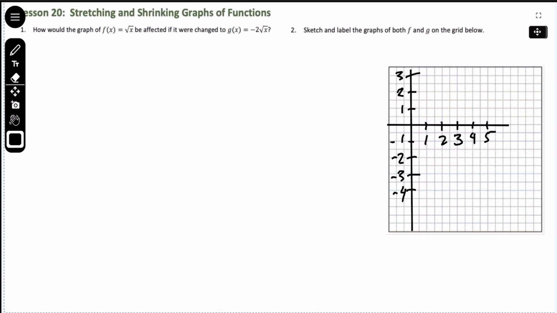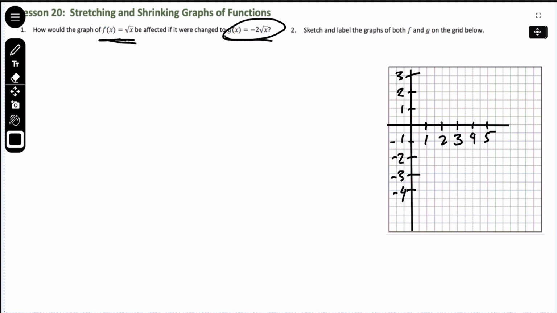So number 1 says, how would the graph of f of x equals the square root of x be affected if it were changed to g of x equals negative 2 square roots of x? Now, you need to think about f of x as your parent function. Okay, that's your parent function. What is it changing to? Negative 2 square roots of x. Okay, so the square root of x is not changing. It's staying the same.